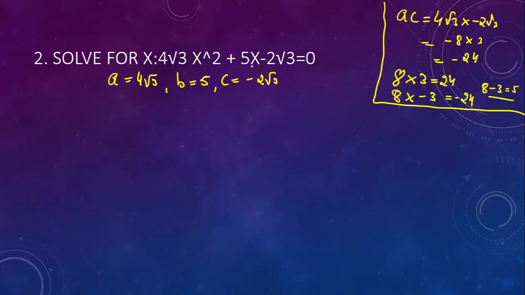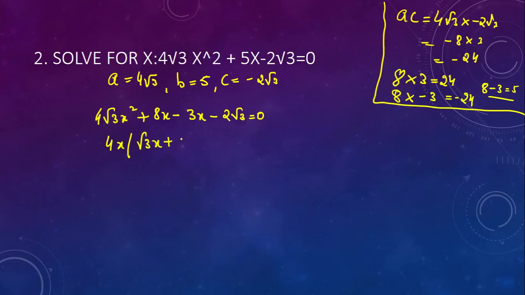So now write the middle term and split it in terms of 8x and minus 3x. So it will be 4 root 3 x square plus 8x minus 3x minus 2 root 3 is equal to 0. Now here take 4x common. You get root 3 x plus 2. Minus, take root 3 common, you get root 3 x plus 2 is equal to 0, because this becomes minus 2 root 3, this becomes minus 3x, right?